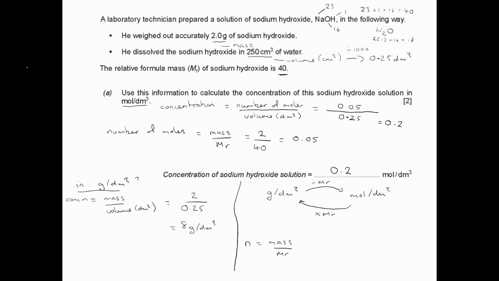So let's just prove with this question that that works. To go from grams per decimeter cubed, which is 8, if I divide that by 40, 8 divided by 40 gives me 0.2. That's in moles per decimeter cubed. And if I want to get that back in grams per decimeter cubed, I would times by the MR, which was 40. So 0.2 times 40 will give me 8.